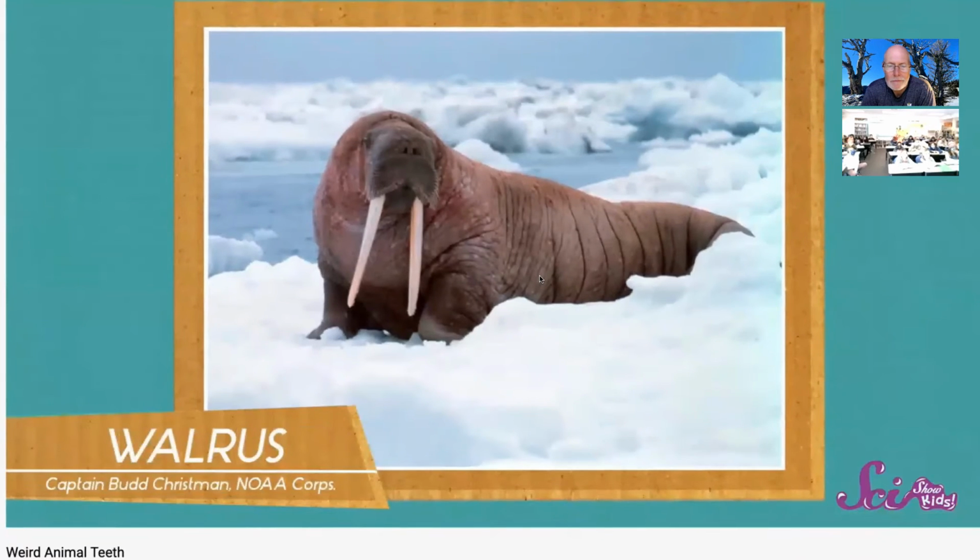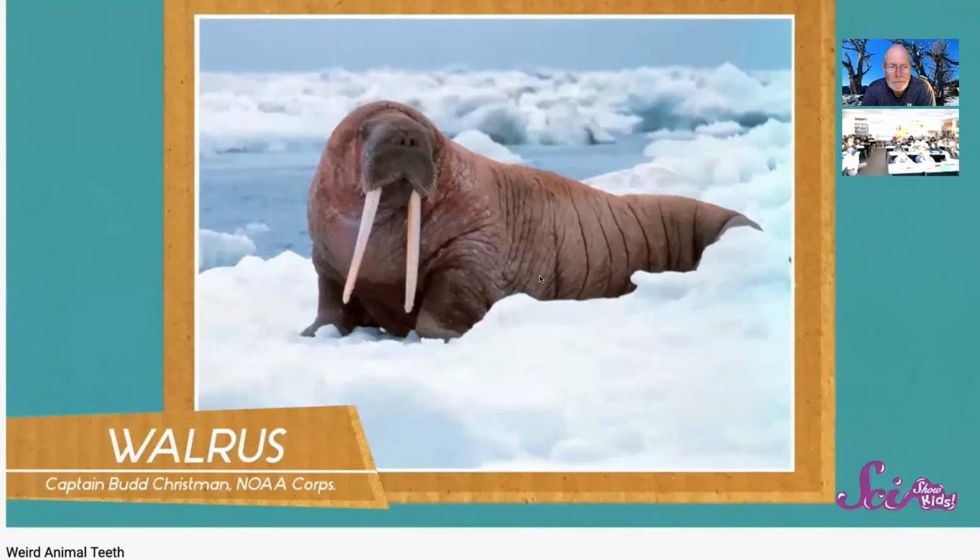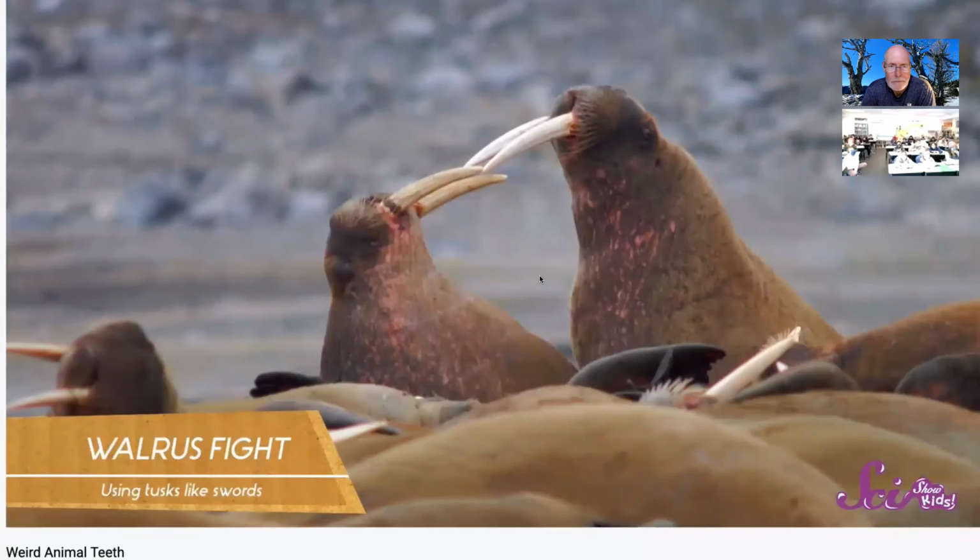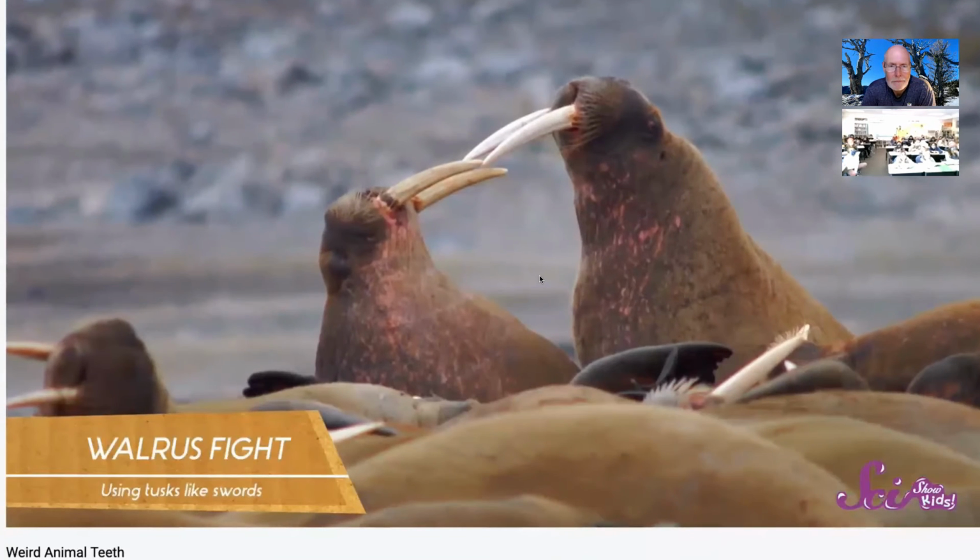But teeth aren't just for eating. Other animals use them for different reasons. For instance, did you know tusks are teeth? Walruses have tusks up to 1 meter long, and they keep growing throughout their whole life. Male walruses sometimes use their tusks like swords to fight with other males. But both males and females use their tusks for other reasons too.